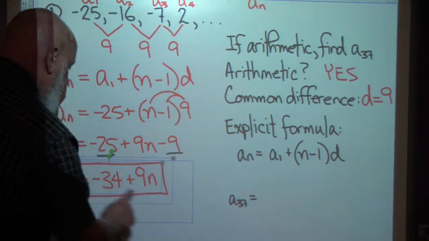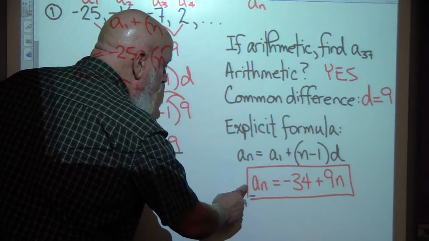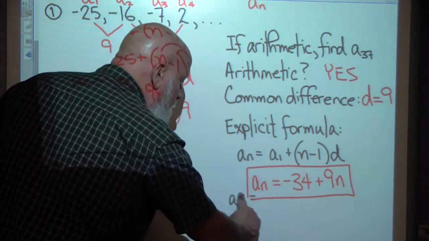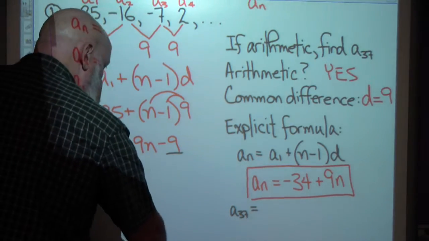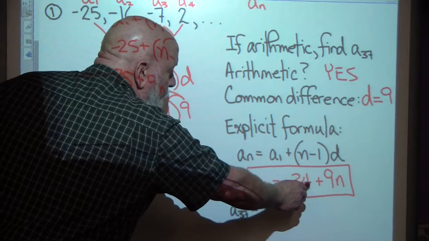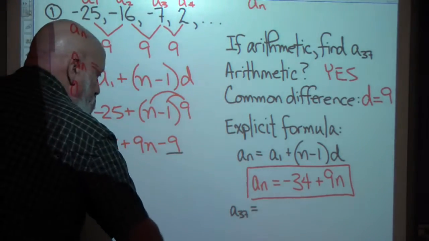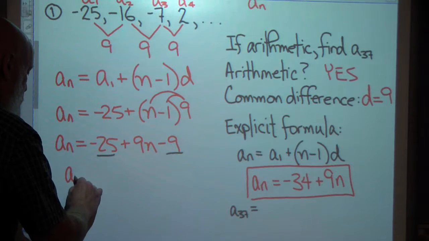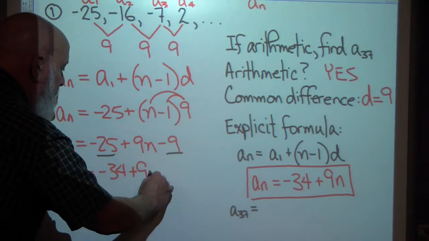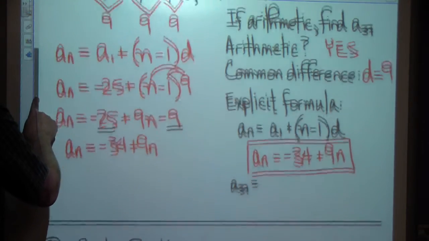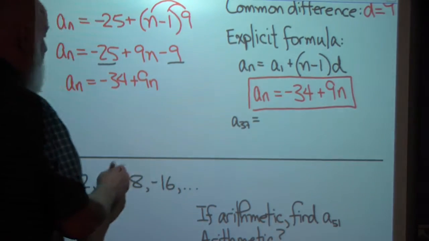Let's see if I can move it over here. No. Okay, so we found the explicit formula, and now we want to find the 37th term in the sequence. So I would say a sub 37 is equal to negative 34 plus 9 times 37. Here's our explicit formula again: a sub n is equal to negative 34 plus 9n. I'm going to scroll this up so I don't have to lean over like that. Now I'm looking for the 37th term in the sequence.